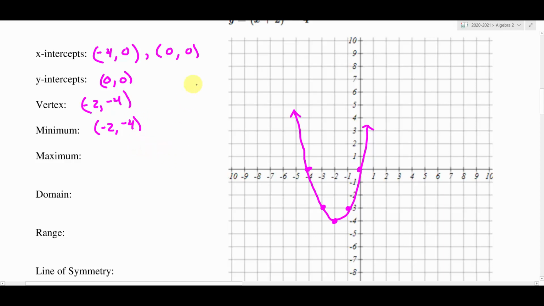Now the maximum would be the highest point on the graph, except we know that this parabola keeps going, so there is not going to be a highest point. So we would simply say DNE. Right? There's no maximum.